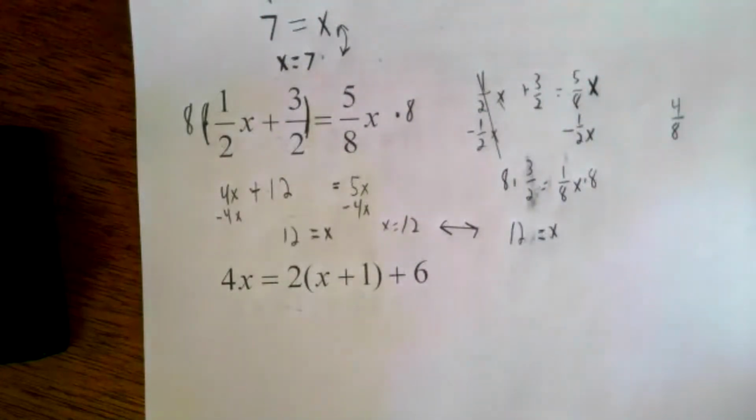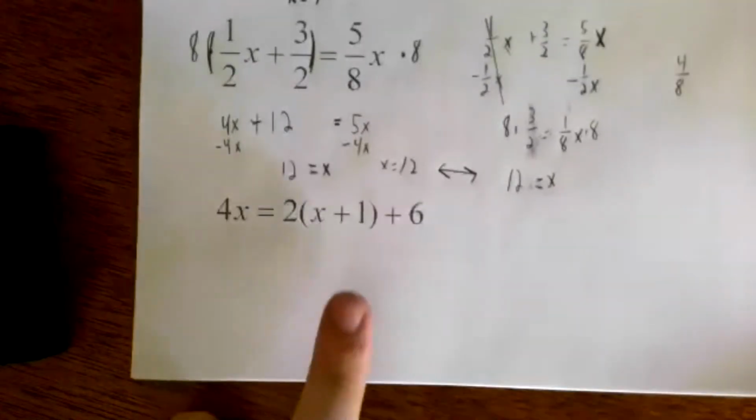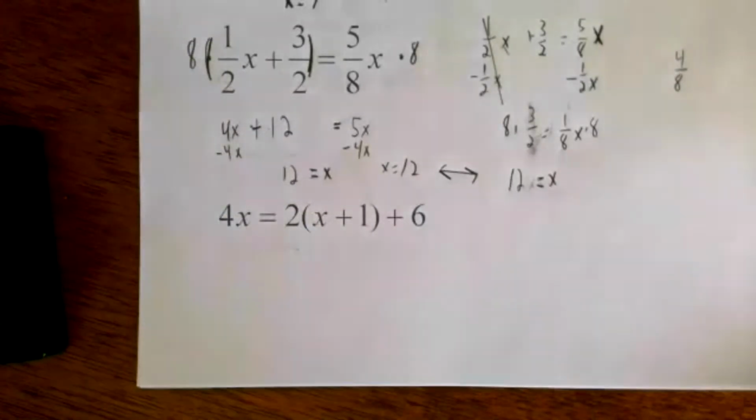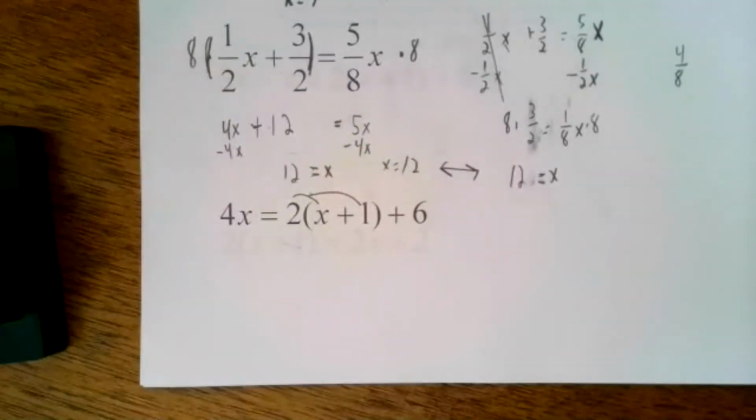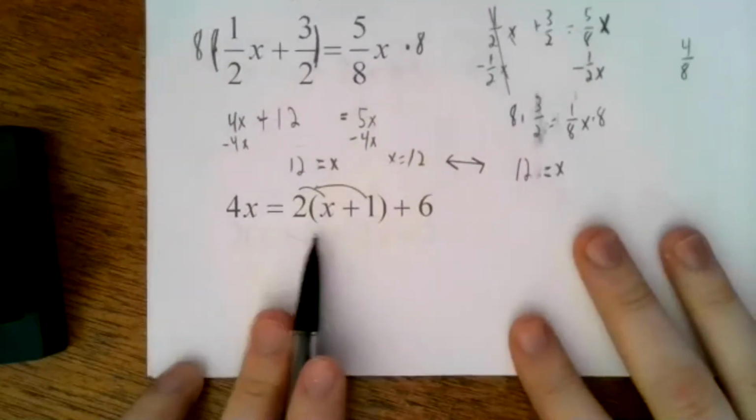Okay, so what about this last one? So how could I start solving for x in this last one? Gotta solve for the stuff that's in the parentheses first. So you've got to do 2x plus 2 plus 6. Yep. Yeah, so what you're saying is we're going to distribute this first, which is absolutely fine. So let's do that. So let's distribute this 2.